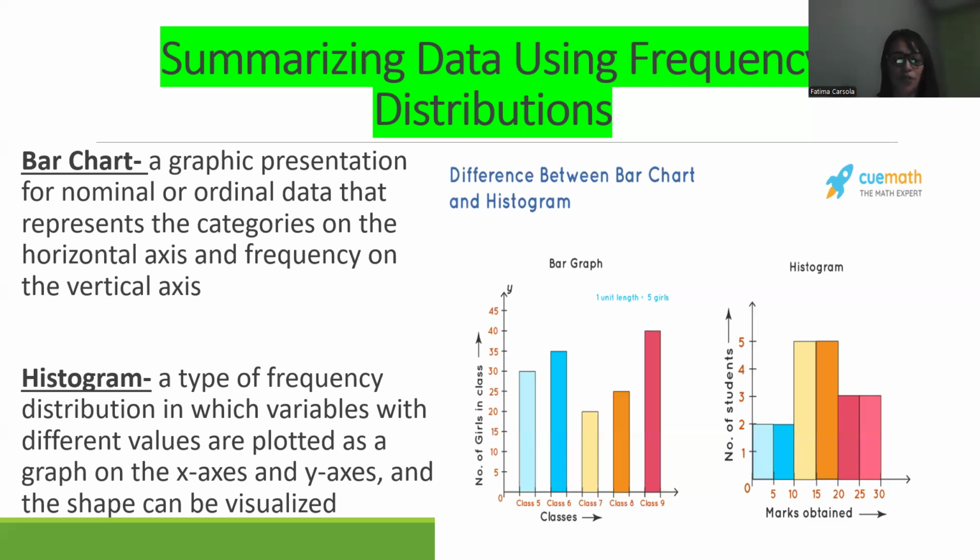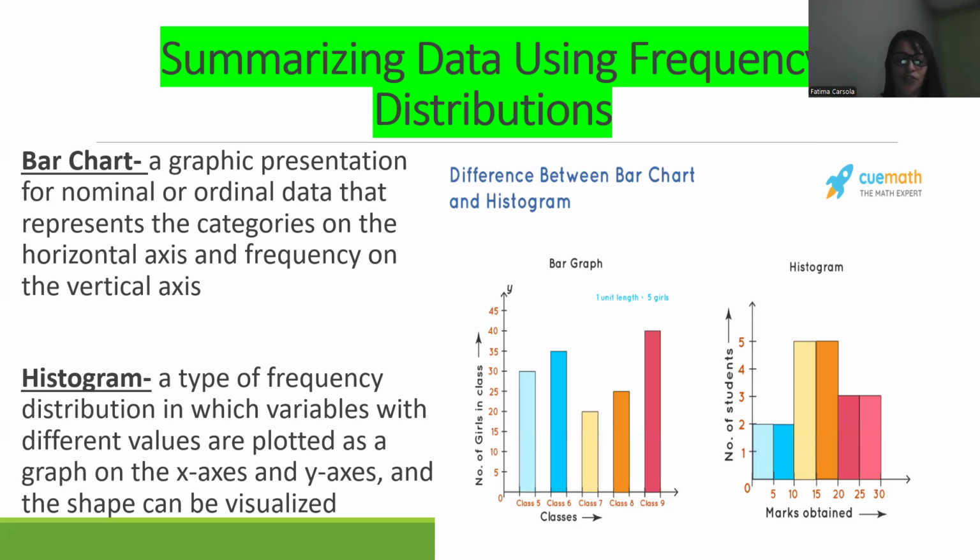So what is a histogram? When you use the histogram, this is a type of frequency distribution in which variables with different values are plotted as a graph on the x and y axis, and the shape could be visualized. The histogram is the one that shows the curve of the data. The researcher could see whether the data in the study are normal or skewed, or have an abnormal kurtosis.